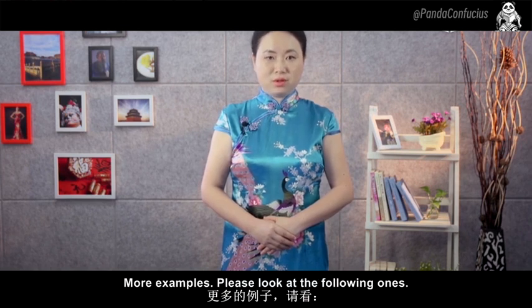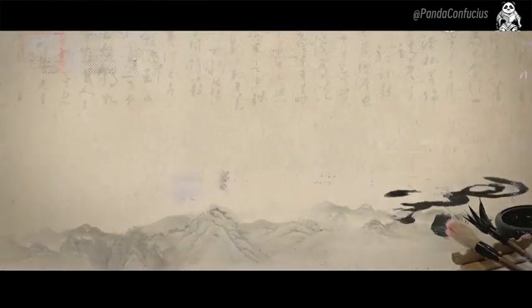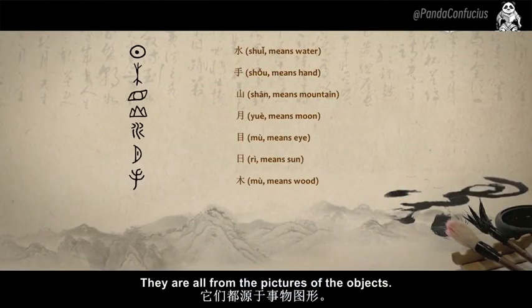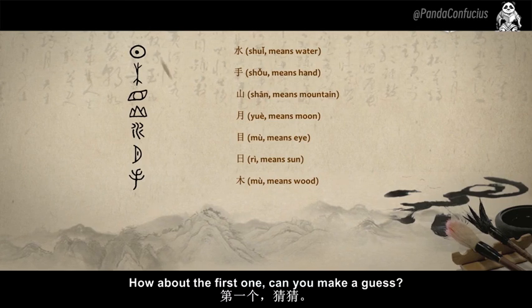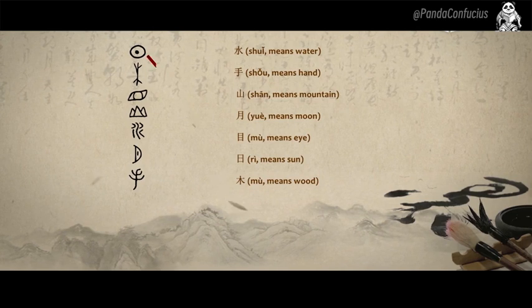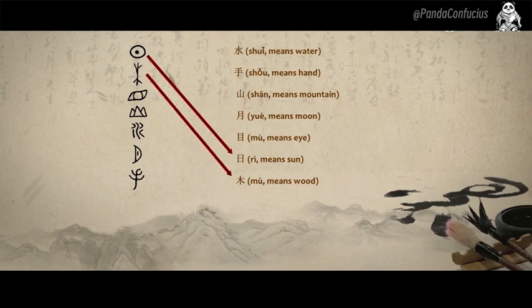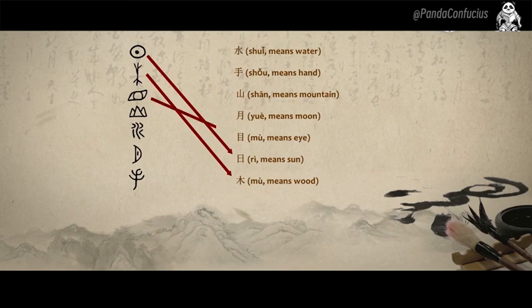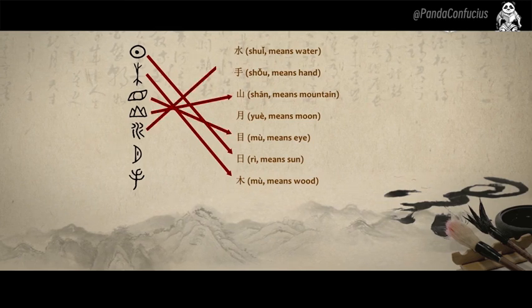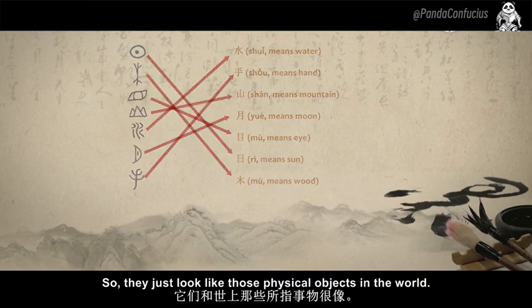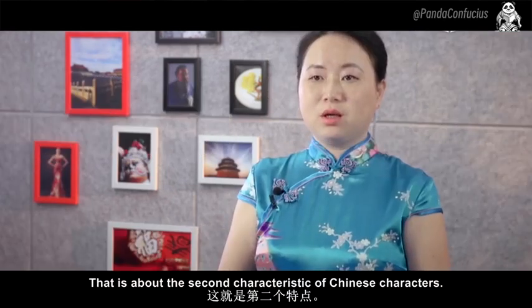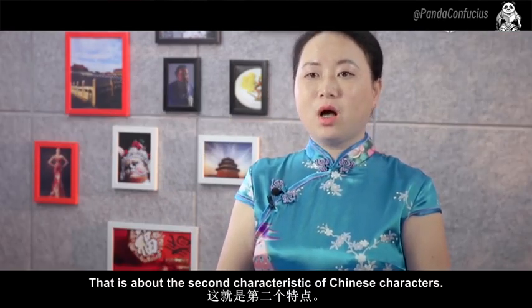More examples. Please look at the following ones. They are all from the pictures of the objects. How about the first one? Can you make a guess? And the second one? And the third one? The next one? So they just look like those physical objects in the world. That is about the second characteristic of Chinese characters.